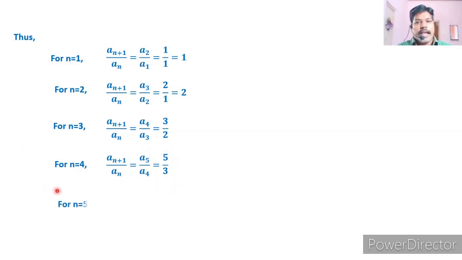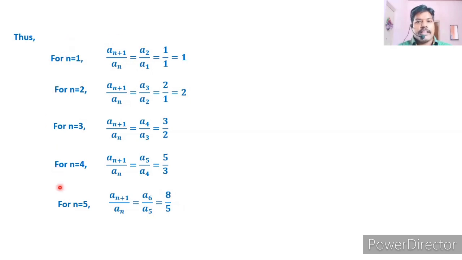Next, for n is equal to 5, just calculate a(n+1) by a(n). It will become a6 by a5. The a6 value you have already calculated, that is 8, and a5 is nothing but 5.